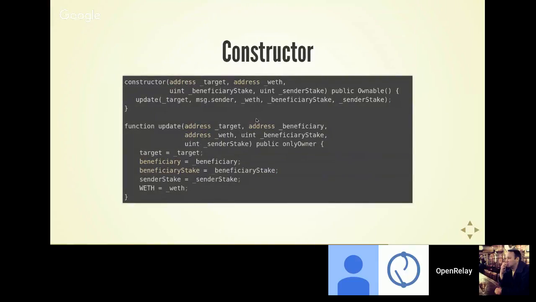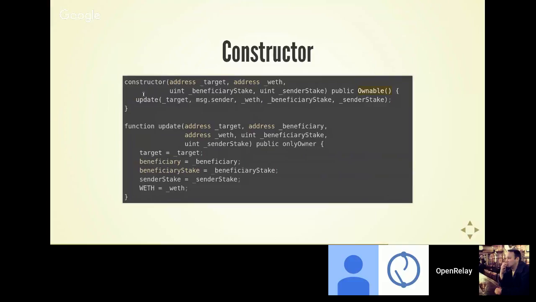So this contract, unlike the affiliate contract, does have a constructor. This is a function that executes at the time that the contract gets deployed. We can see that it takes a target address, WETH address, beneficiary stake, and sender stake. We just talked about what all of those things were, so I'm not going to go into it again. This is a public function because constructors have to be public, even though they are only executable at the time that the contract gets deployed. We also call the Ownable contract's constructor as a part of this, and that will set up whoever deployed this contract as the initial owner, and do some other bookkeeping.